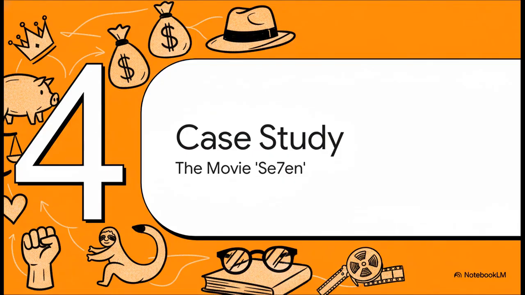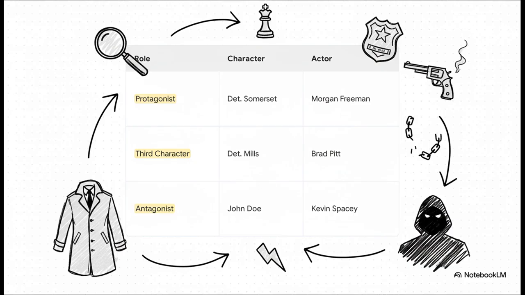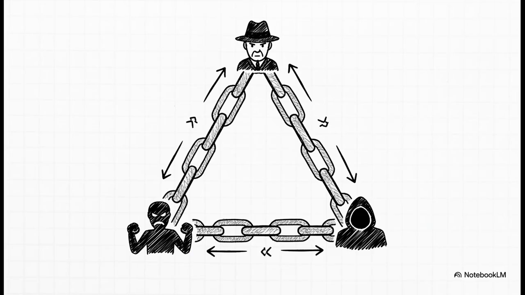I know, this might all feel a little bit abstract, so let's make it super concrete. We're going to apply this theory to a classic movie that honestly executes it perfectly. David Fincher's 1995 thriller, Seven. All right, let's map out the characters from Seven. Our protagonist is the world-weary veteran detective Somerset, played by Morgan Freeman. The antagonist is, of course, the terrifying serial killer John Doe, played by Kevin Spacey. And that crucial third character, the one caught in the middle, is the hot-headed rookie detective Mills, played by Brad Pitt.